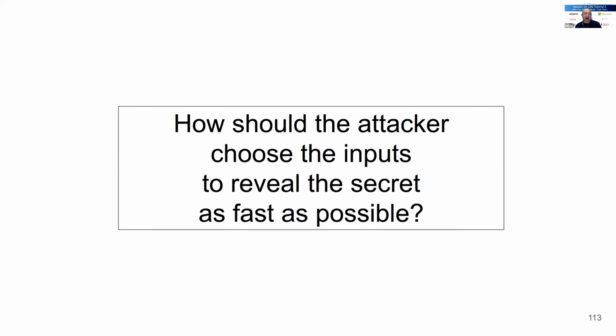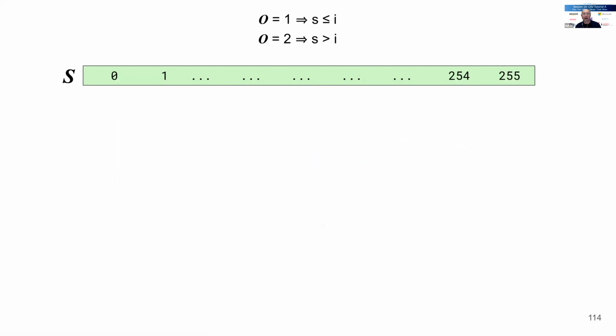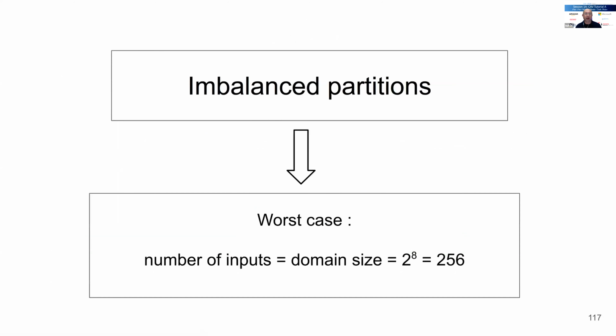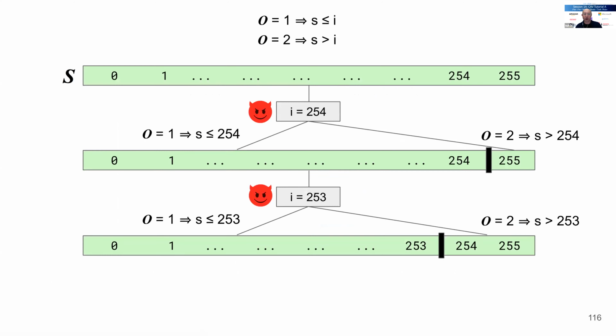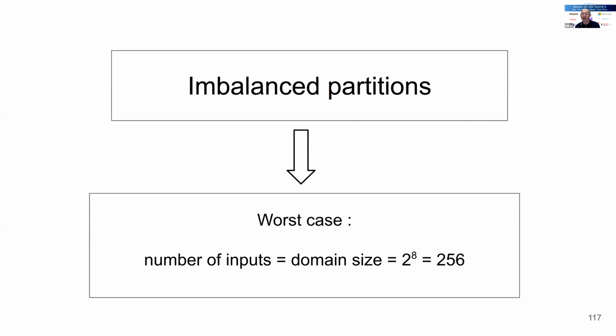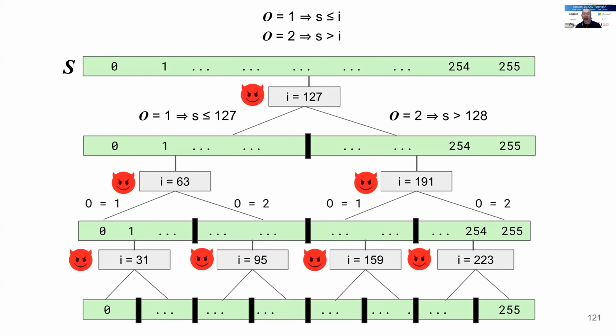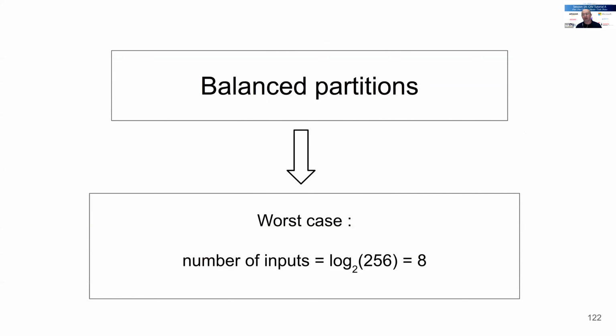Now, how should the attacker choose the input? If the attacker chooses first 254, then 253, we know that this is not a good attack because we are computer scientists. We know that what you should do in this case is binary search. You should balance the partitions you get. This is a very imbalanced partition, and in the worst case you will do actually 256 queries to find the secret using this approach. But if you do balanced queries, if you do binary search, you will find the secret in 8 steps, right? That's what you want to do. In the worst case, it will take 8 steps.